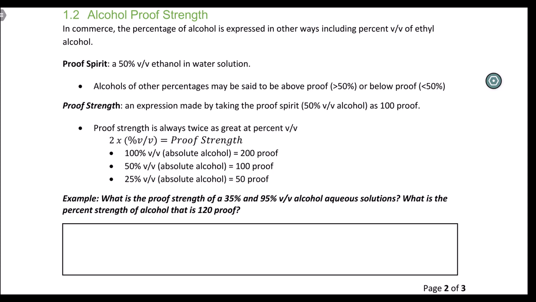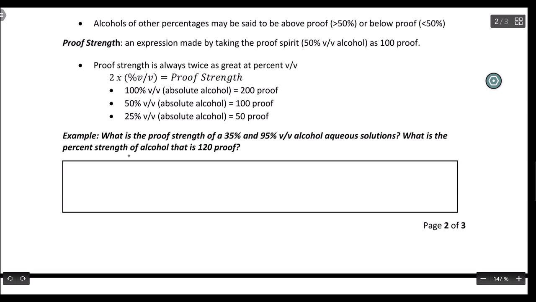So let's do an example quickly here. If I have something that says, what is the proof strength of a 35% alcohol aqueous solution? Well, 35% is the concentration in volume. If I take 35% and I multiply that times 2, I get my proof strength of 70. So this is 70 proof. If something says it's 95% alcohol, like our USP, 95% volume, multiply that by 2, I get my proof strength, 190 proof.